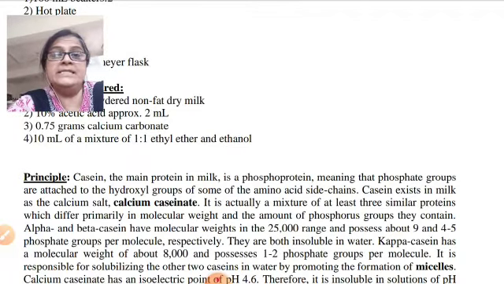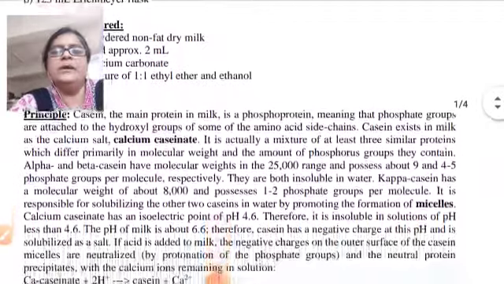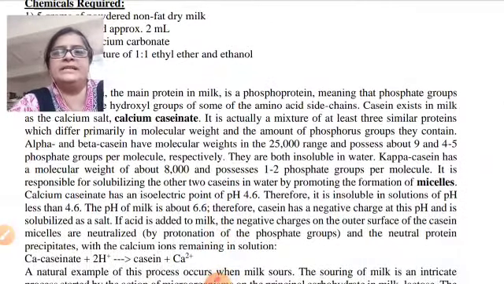Alpha and beta casein have molecular weights in the 25,000 range and possess about 9 and 4 to 5 phosphate groups per molecule respectively. They are both insoluble in water. Kappa casein has a molecular weight of about 8,000 and possesses 1 to 2 phosphate groups per molecule. It is responsible for solubilizing the other 2 caseins in water by promoting the formation of micelles.